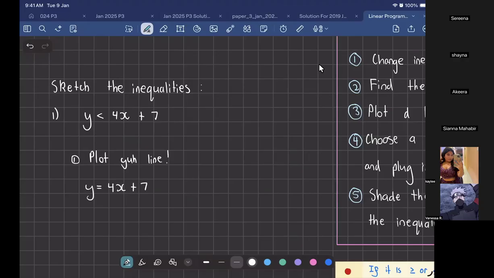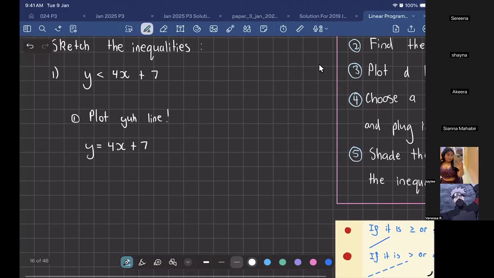Now, if I want to draw a line, right, how many points do I need? I need 2 points, right? And what 2 points do we typically find? Do you guys remember? X-intercept and y-intercept. Yes. So let's find the x-intercept first, right?